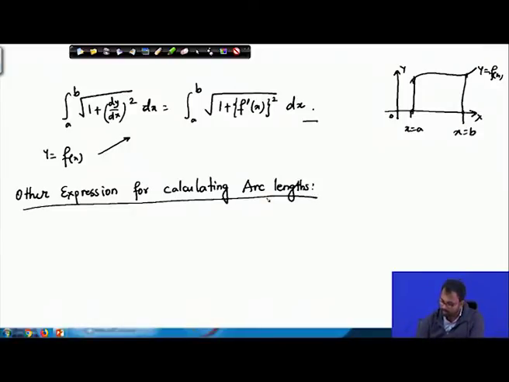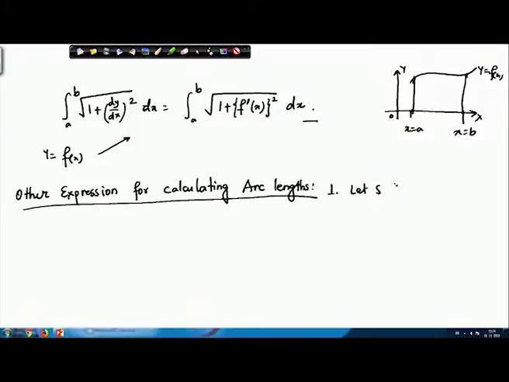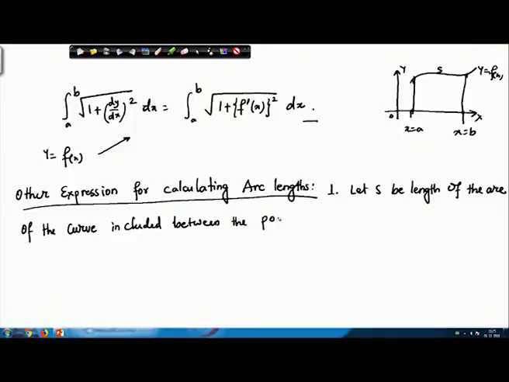So what are those other formulas? The first one is: let S be the length of the arc of the curve included between the points x equals a, x equals b.